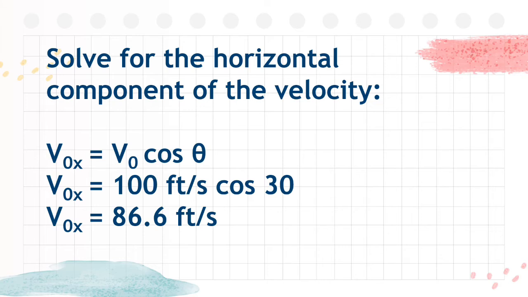Solve for the horizontal component of the velocity. To solve for the horizontal component of the velocity, we are going to use the formula V sub x is equal to V naught cosine theta. We just need to substitute our givens to the formula. Hence, V sub x is equal to 100 feet per second cosine 30. You can now use your calculator to compute for the value of V sub x, or your horizontal component. And the value of our horizontal component is equal to 86.6 feet per second.